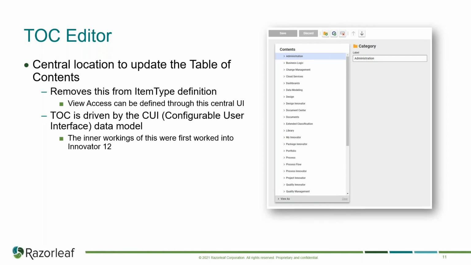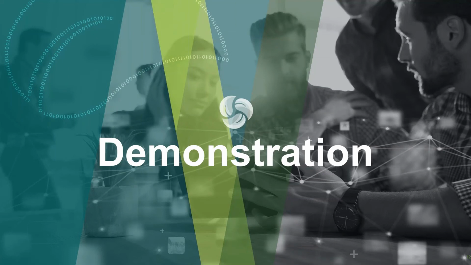Then finally, getting to the TOC editor is once again a central location to update this table of contents, and it is completely removed from the item type definition. So every single thing that you need to do to manage this TOC will be handled here. And along that, view access can be defined through this UI. You can also modify the TOC for specific identities within your environment. And this is going to be driven by the configurable user interface data model. And Aras actually first introduced the inner workings of this into Innovator 12. And with Innovator 14, they decided to bring it to life. So with that, let's get to a feature demonstration.